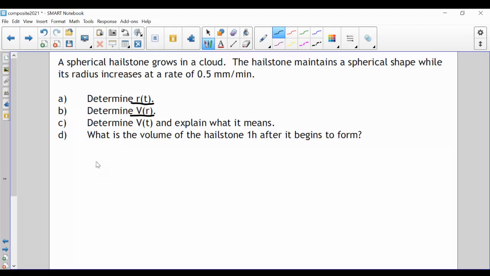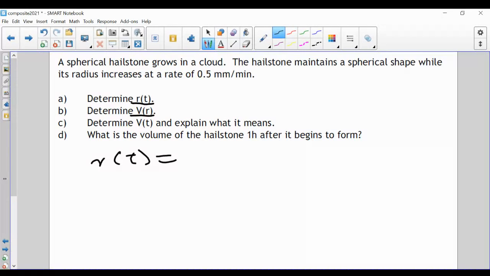What would be the r of t, right? I need a function that will generate the radius based on the amount of time. So as time, and that's what this says, the radius is growing over time. It's growing at a rate of 0.5 millimeters per minute. So can you think of an equation that will make that work? What's the radius with respect to time?